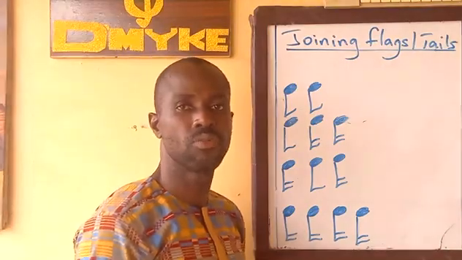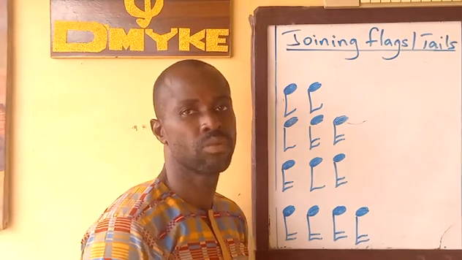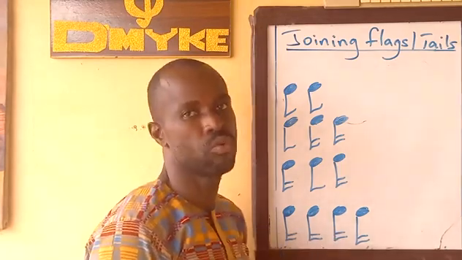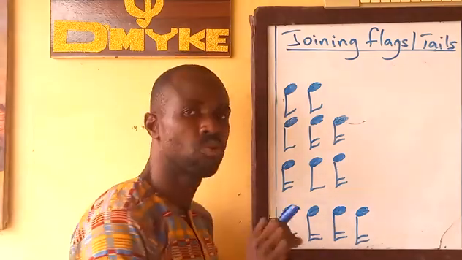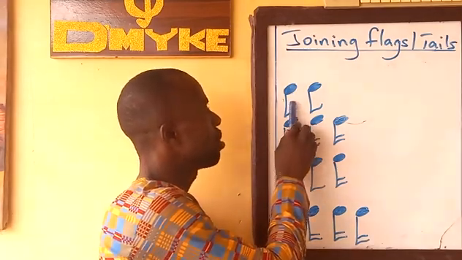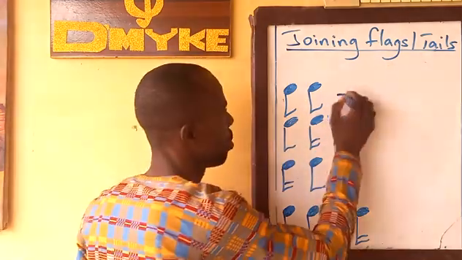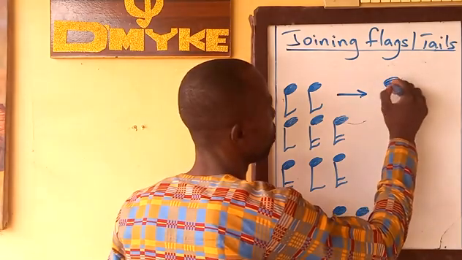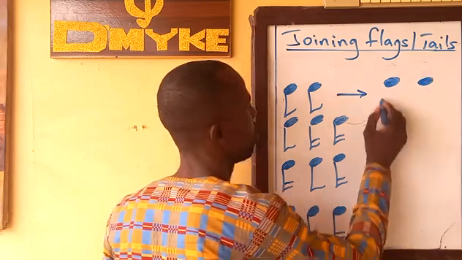In grade 1, you will be asked to join some tails together. You bring tails or flags together in grade 1. Now we take them one after the other. You can be asked to bring two quavers together. How do we do that? Now, just return the head back to its right position. We have two heads here. Position the head and the stem.